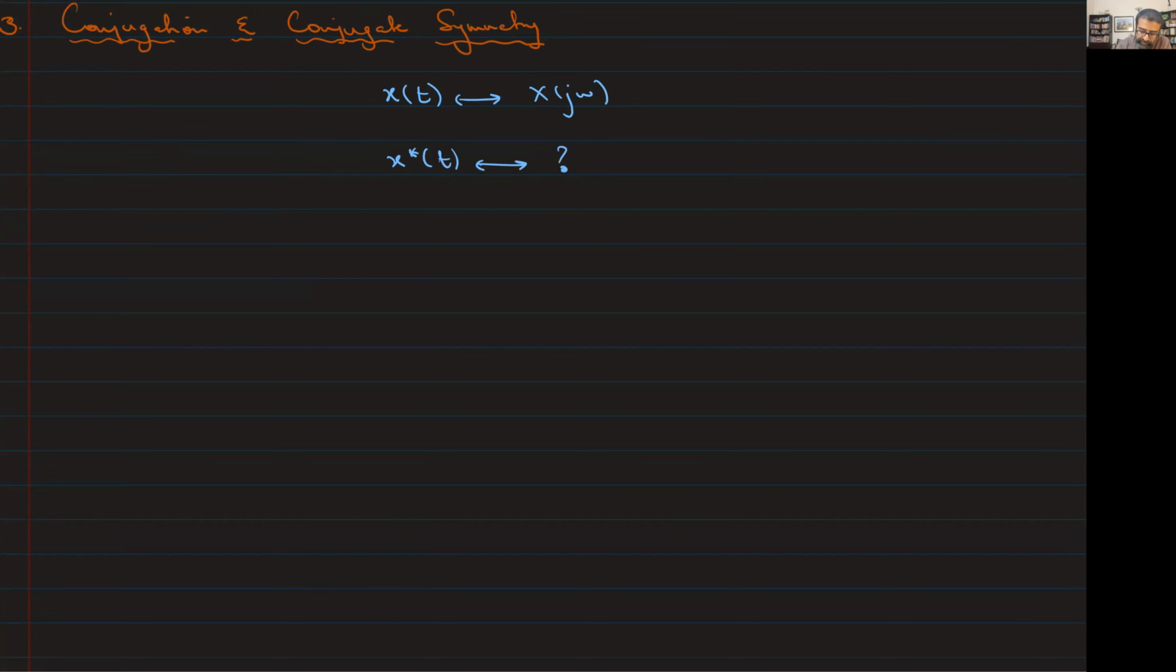And in order to do this, I'll just quickly go through the proof. So this is y of j omega. Y of j omega is the Fourier transform of x conjugate of t, right? So this is the definition. Now, how do I relate it to x?